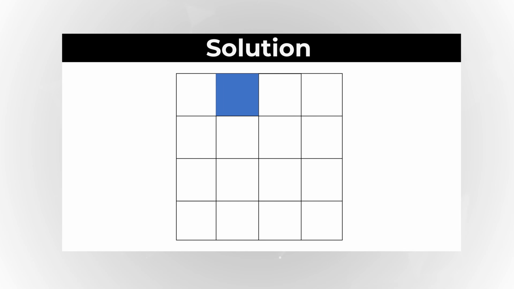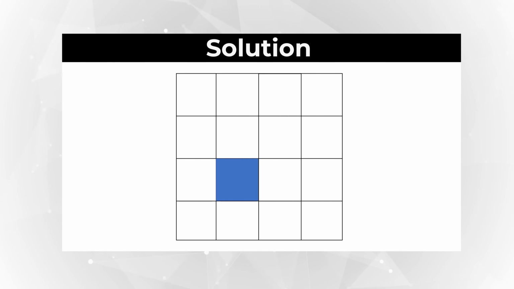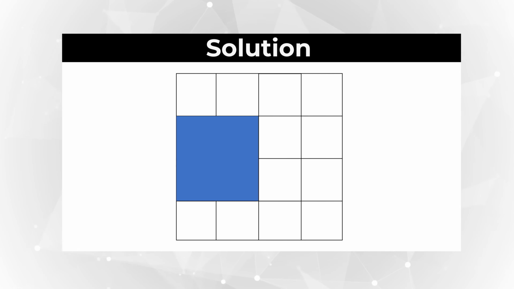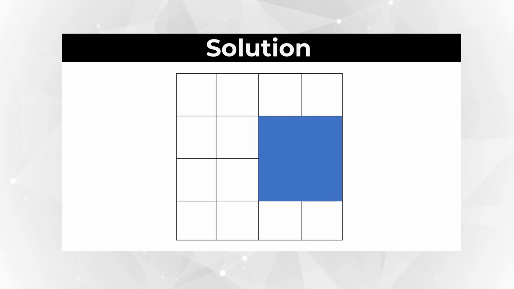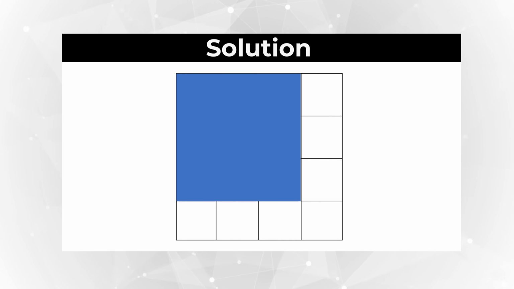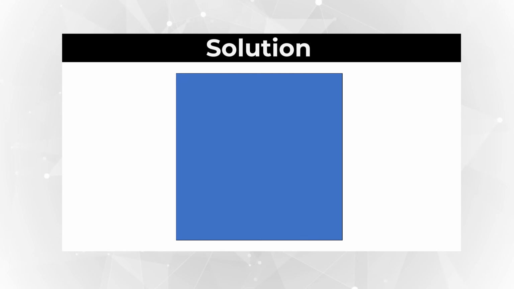1, 2, 3, 4, 5, 6, 7, 8, 9, 10, 11, 12, 13, 14, 15, 16, 17, 18, 19, 20, 21, 22, 23, 24, 25, 26, 27, 28, 29, and 30.